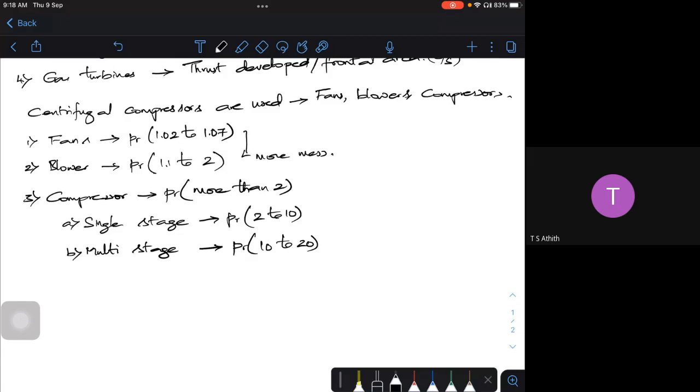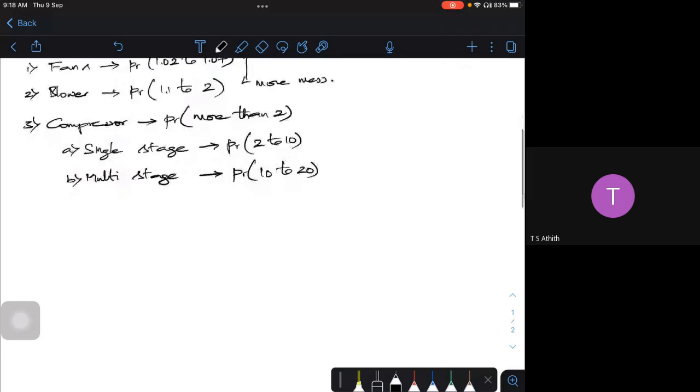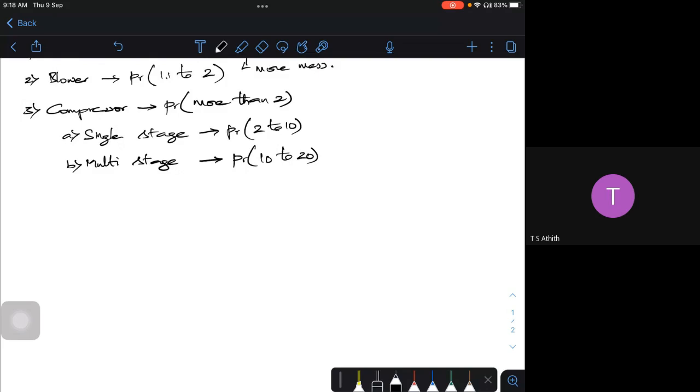Okay. Now the centrifugal compressor is also called a radial flow compressor. Why is it? Because the flow is in the radial direction. So the centrifugal compressor is also called a radial flow compressor because the flow is in the radial direction.